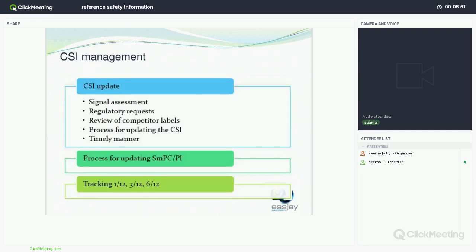Now, when we look at RSI management in the post-marketing setting, it is really with regard to the core safety information. And if we look at what flows into the core safety information, as we talked about briefly, signal assessments, where you're going to want to add perhaps any adverse reactions to your undesirable effects section, or warnings and precautions, or contraindications.